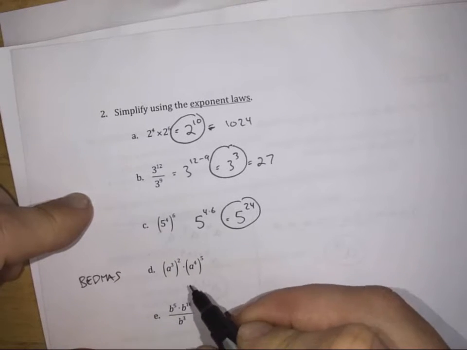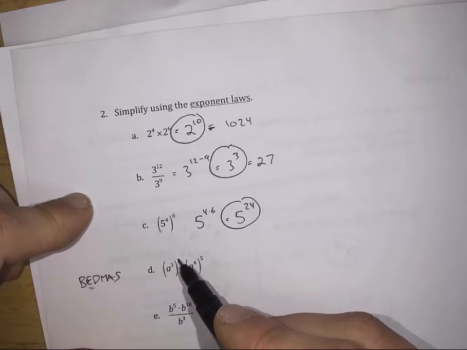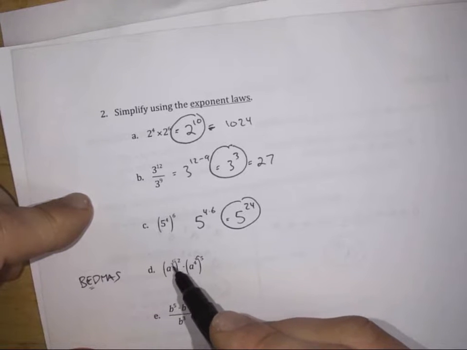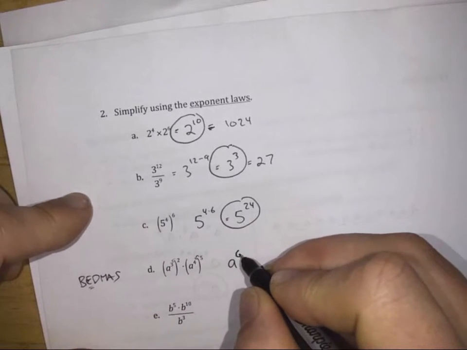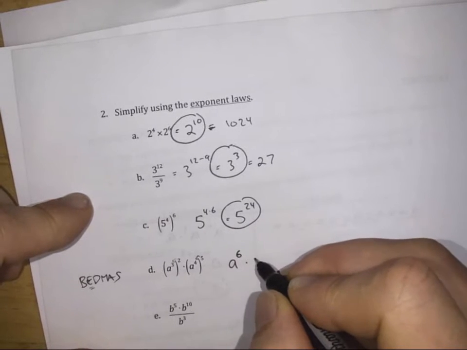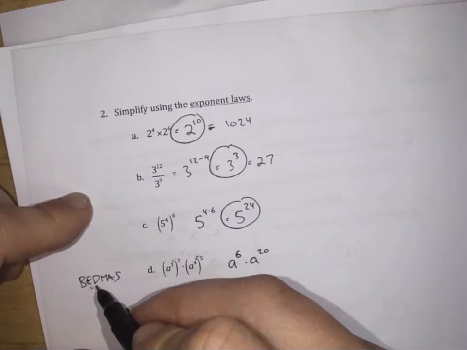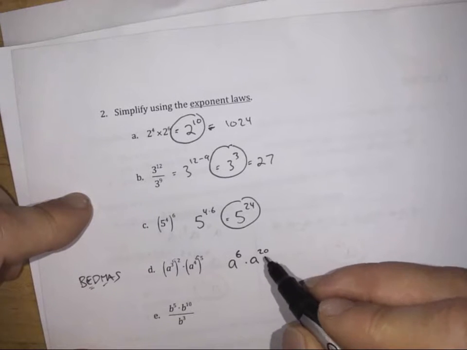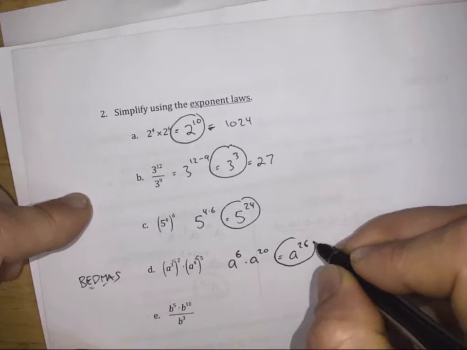Okay, so the first thing we'll do is the exponent step, which says I'm going to apply the exponents inside these brackets, which means we're going to multiply these together. It gives us a to the power of 2 times 3, which is a to the power of 6. And that's multiplied by a to the power of 4 times 5, or a to the power of 20. And then lastly, I can do the multiplication step. We'll multiply these powers and add their exponents, which gives us a to the power of 26.